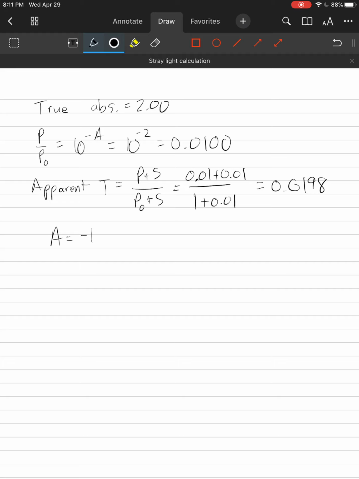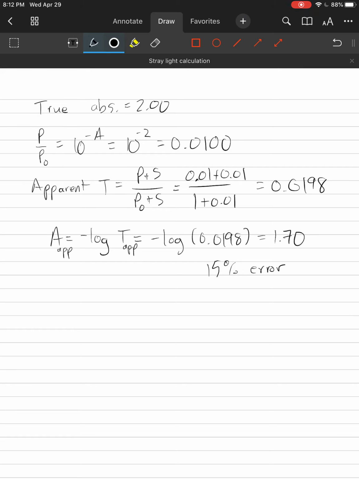So A apparent is equal to the negative log of T apparent, which is the negative log of 0.0198, which is 1.70. This is like a 15% error, a huge error. We can see that at high absorbance values, the amount of stray light you have matters a lot. If you want to measure very large absorbance values, you really have to have a monochromator that doesn't have hardly any stray light contribution, or else you end up with very large errors.